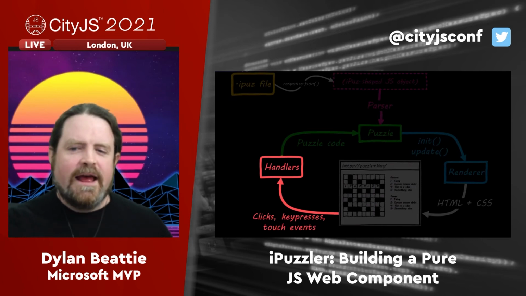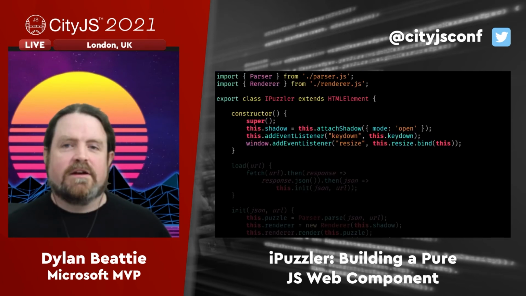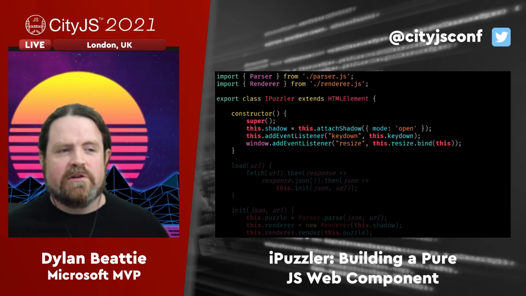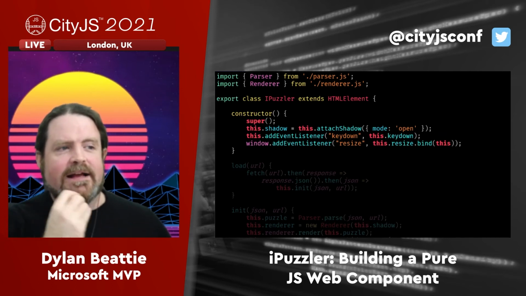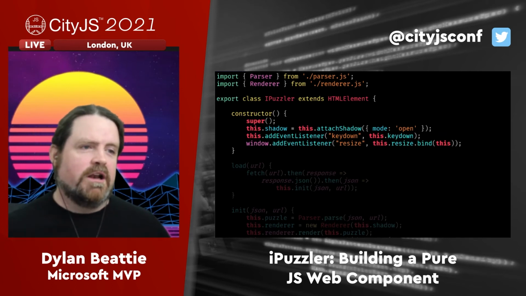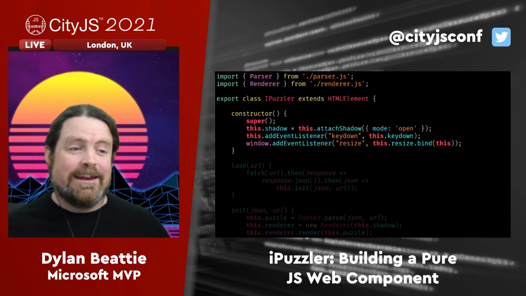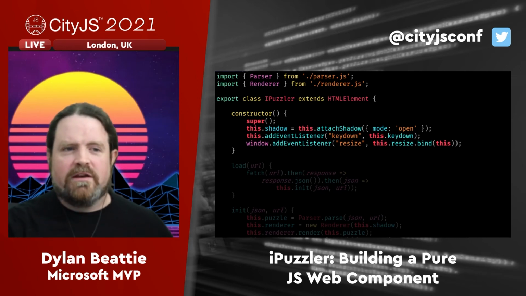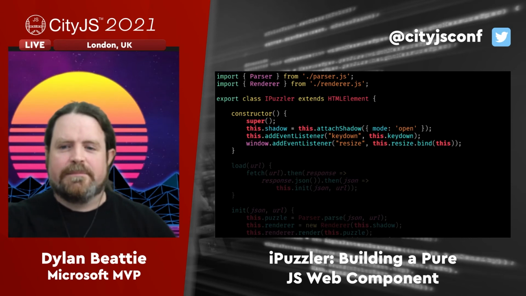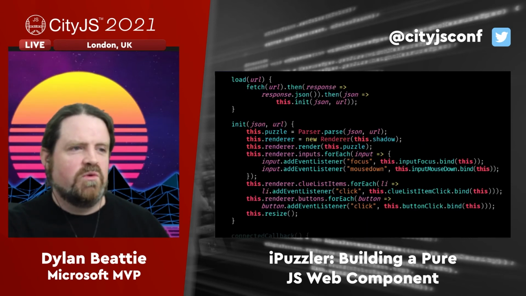Now, the actual iPuzzler component which gets drawn on the screen looks familiar from the example we saw earlier. We've got iPuzzler extends HTMLElement. In the constructor here, I'm attaching the shadow DOM and then adding two event listeners, one for keydown events, and the other for if I resize the window, I want to pass that through into the puzzle object itself.